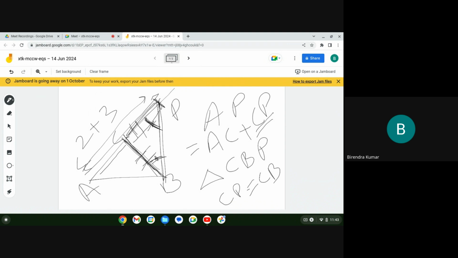What you see here is that AP is made of two parts, AC and CP, and CP is the same as CB. That means this length, this side, and this side together is this side, isn't it?